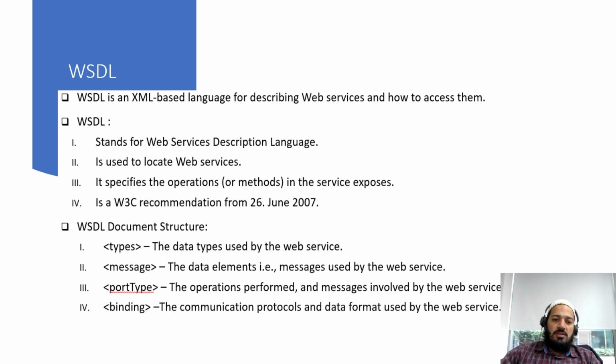The WSDL document structure basically has types, messages, port types, and bindings. Types are the data types used for web services. Messages are the data elements sent by the web services. Port type is the operations performed and the messages involved by the web services.